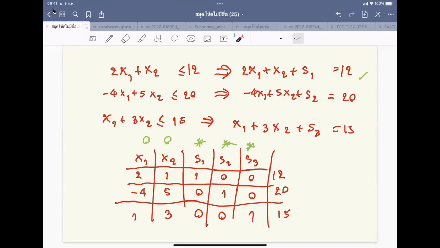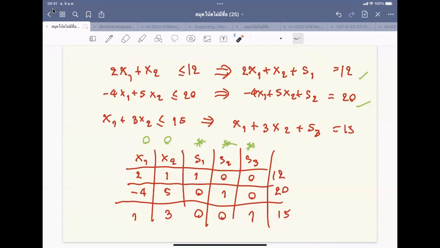Okay, and from the second row, again, the terms x1, x2, we set them as 0. So you see that s2 must be 20, right? Yeah, this one, 20. And from the third line, x1 is 0, x2 is 0, so s3 becomes 15 directly. Yeah, 15.